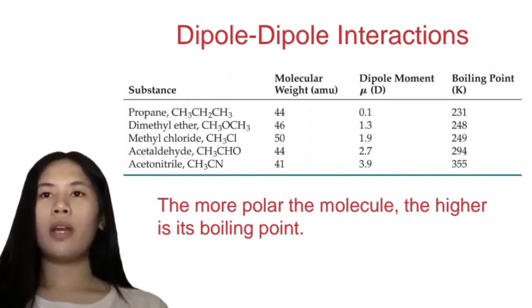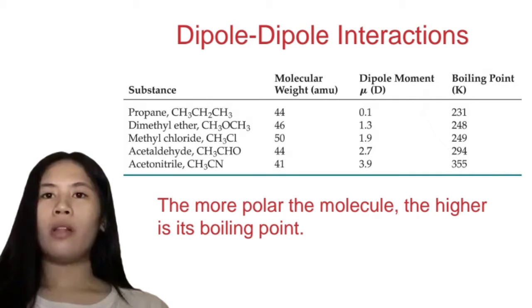Thus, the first material is propane, which has a molecular weight of 44, a dipole moment of 0.1, and a boiling point of 321. To determine the boiling point of propane, we must first determine its temperature in degrees Celsius and convert it into Kelvin. The next substance is dimethyl ether. The process is just like in the first substance. The molecular weight is 46, the dipole moment is 1.3, and the boiling point is 248.